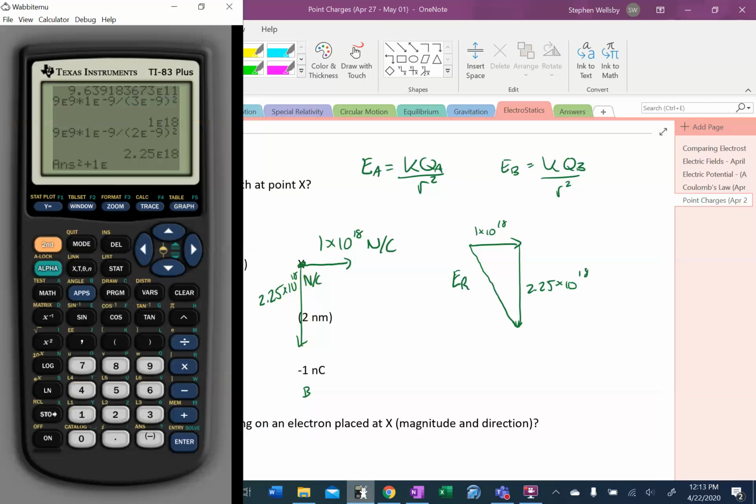Okay, so 2.25 times 10 to the 18 plus 1 times 10 to the 18 squared, and take the square root of that. And that's going to give us 2.46. So this is going to be 2.46 times 10 to the 18 newtons per coulomb. Okay, so now we've got our overall magnitude, which is this right here.